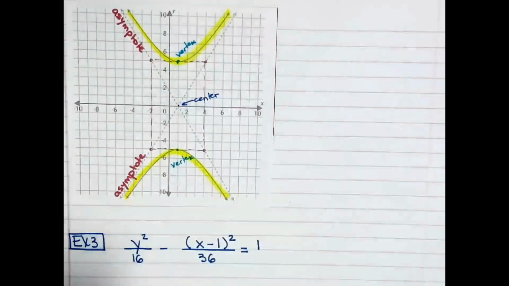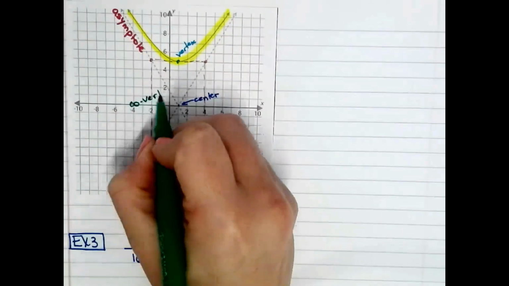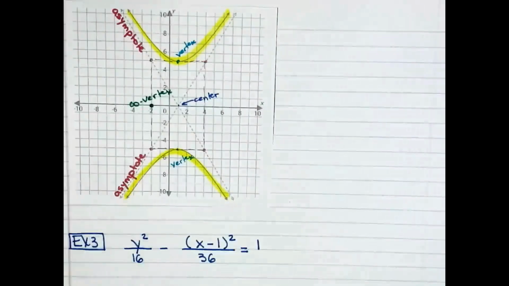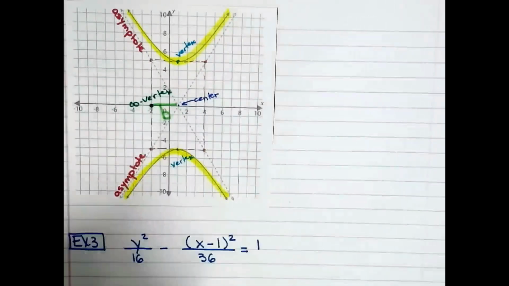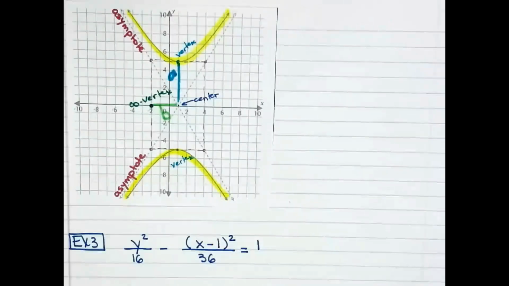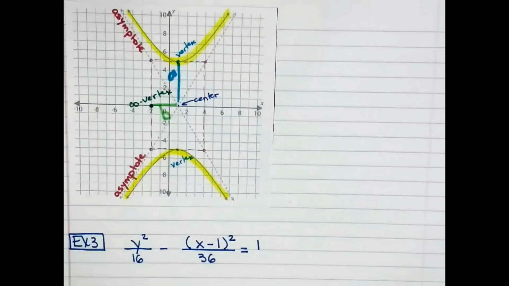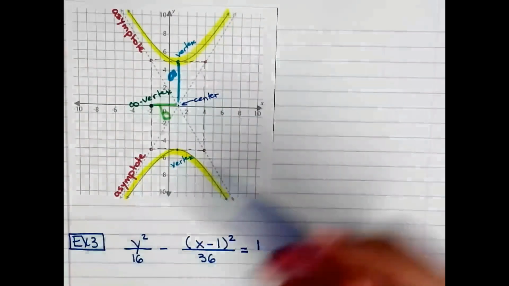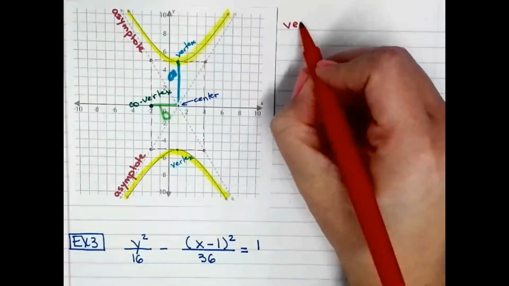So B is the distance from the center to the covertex. So that's B right here, B. A is the distance from the center to the vertex. So that's A. Do we have everything? We have A, B. The center is H and K. We already know that. And we just talked about how this is a vertical hyperbola.